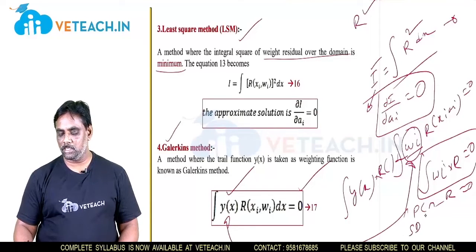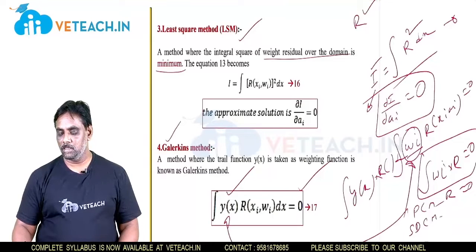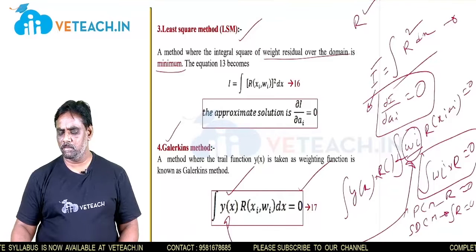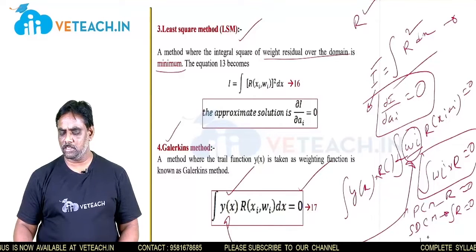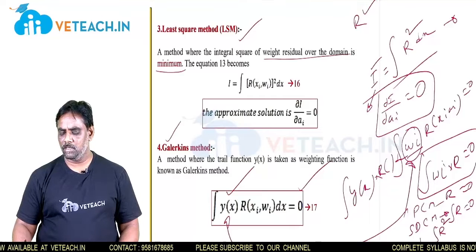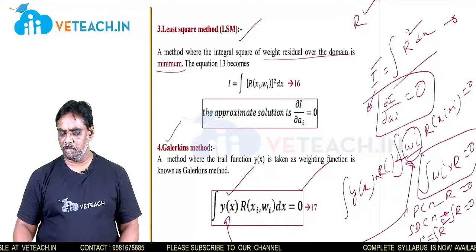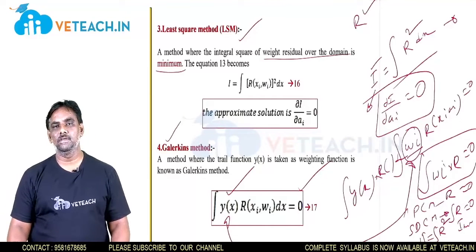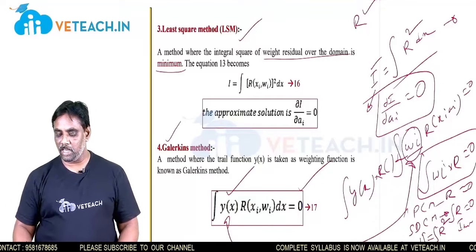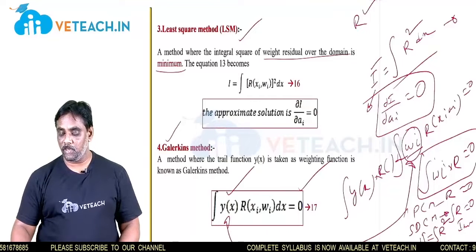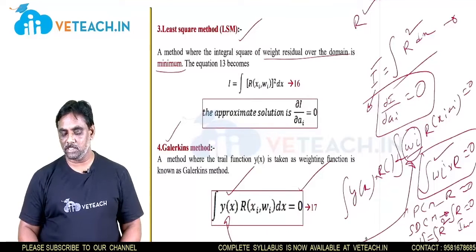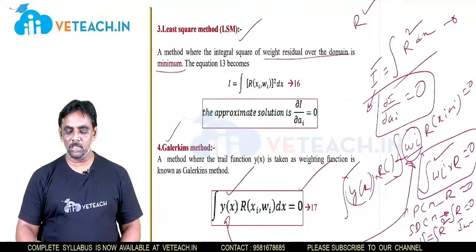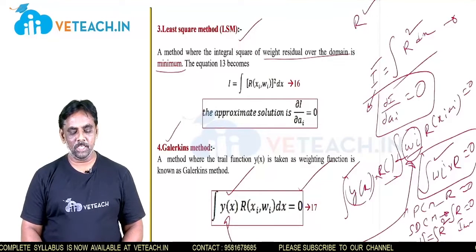Similarly, in the subdomain correlation method, the integration of the residual will be set to 0. Whereas in the least square method, the integration of the square of the residual will be minimized, that is the functional I value will be minimized by the partial derivative with respect to the variable, that is dI by dA is equal to 0. And finally, in the Galerkin method, instead of a weighting function, we assume the weighting function is a trial function, that is y of x into the residual R dx, and it is set to 0. So these are the various methods.